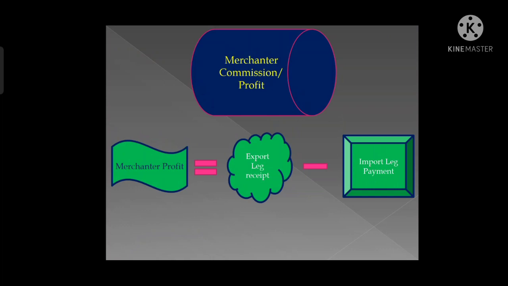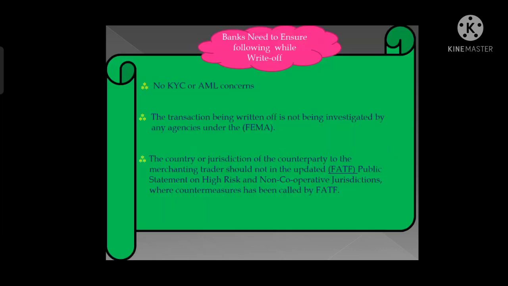How can we derive the commission or the profit of a merchanter or intermediary? Basically, it can be derived by taking the difference between the export leg receipt and the import leg payment. That will be the merchanter's profit.